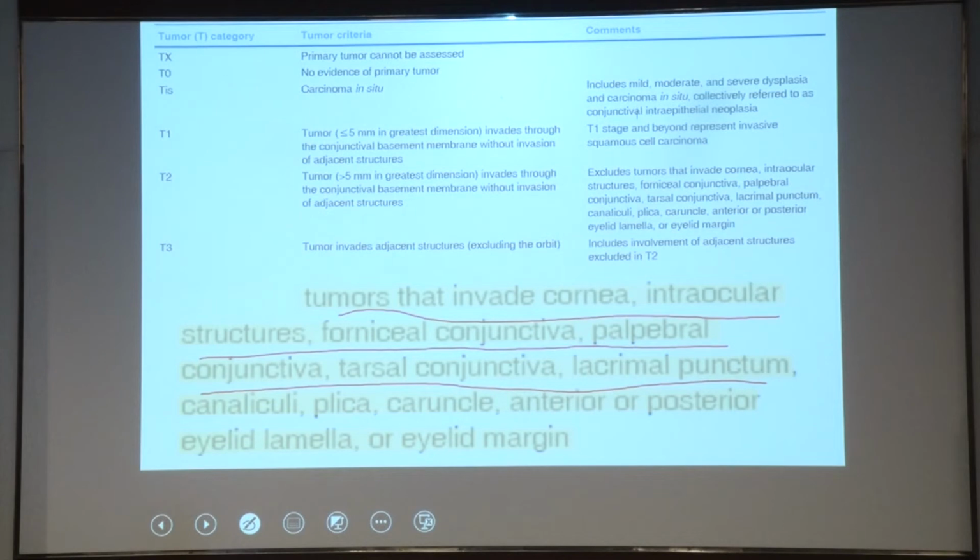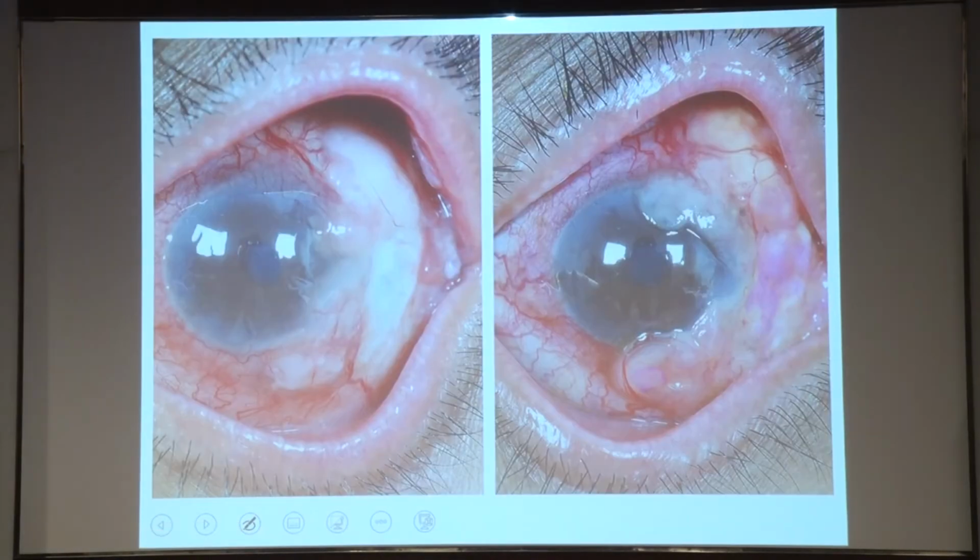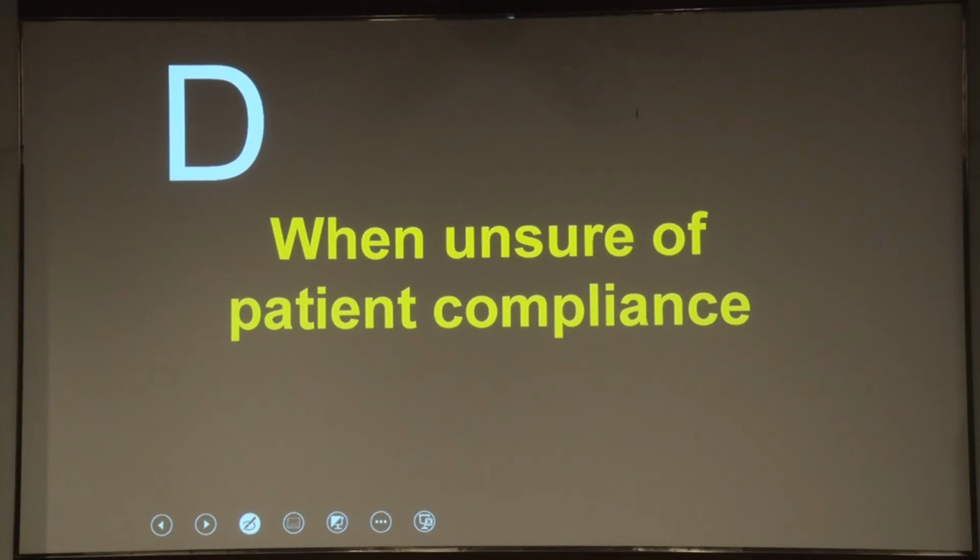So just by looking at the abstract of an article, you should not start on topical therapy. These are advanced cases. They should not be started on topical therapy. Example is this patient where somebody started on topical therapy and the tumor promptly increased in size despite being on topical therapy. This was not a good candidate.